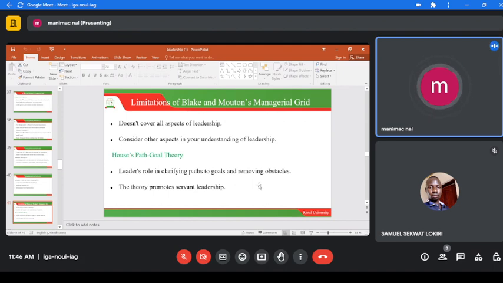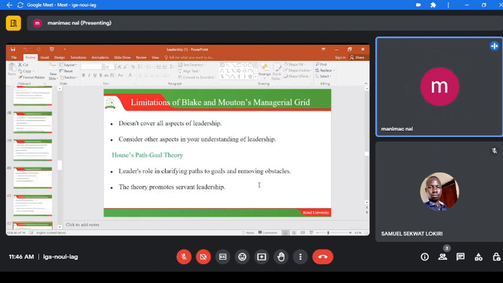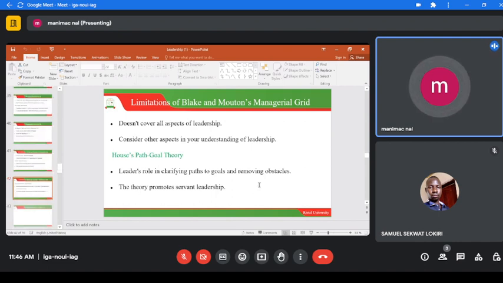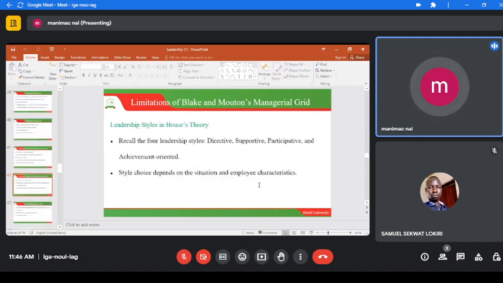So the path-goal theory is another theory that looks at the leader's role in clarifying the path to goals and also removing obstacles, and it is also a theory that promotes servant leadership. Furthermore, it recognizes the 4 leadership styles, that is directive, supportive, participative, and achievement-oriented. Okay. It also looks at how the style choice depends on the situation and also employees' characteristics.